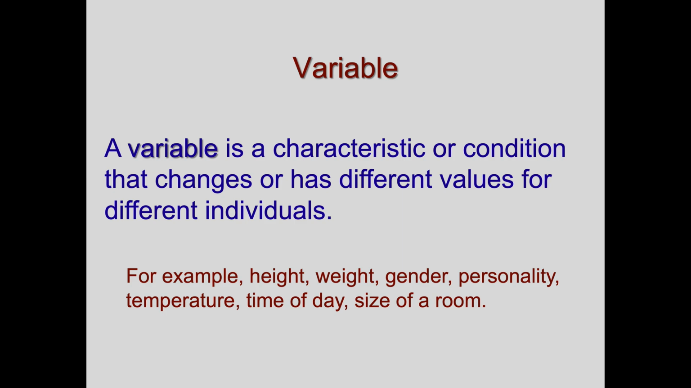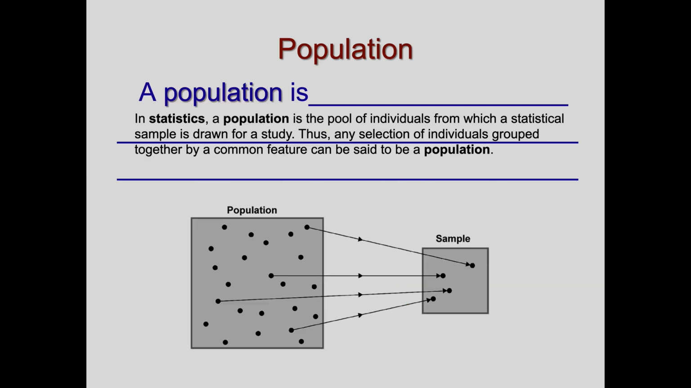A variable is a characteristic or condition that changes or has different values for different individuals. Okay? Now, if you think of some things that change: height, weight, gender, personality, temperature, time of day, size of a room, what else do you think are some things that can change? Things that are variable. What about favorite music? Favorite color? Favorite rock band? What about speed, running time, how fast you drive? All of those things are variables.